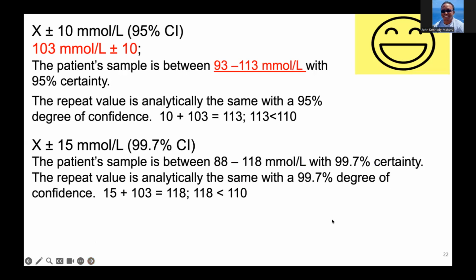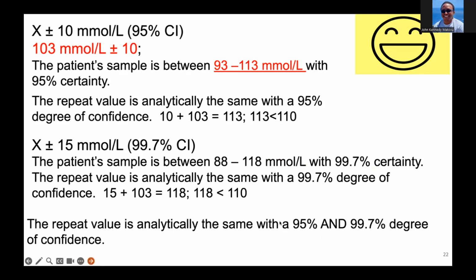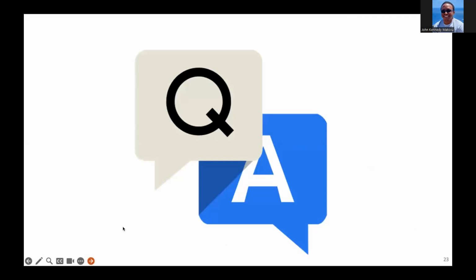And even when you expand it to the 99% confidence limit, we are still capturing that result within that. So we can say truly that the result that we had, that 103 millimoles per liter, was a true reflection of the value of that measurement within the sample. So we are happy here. The repeat value is analytically the same with a 95% and a 99% degree of confidence. So we're happy all in all. Okay.